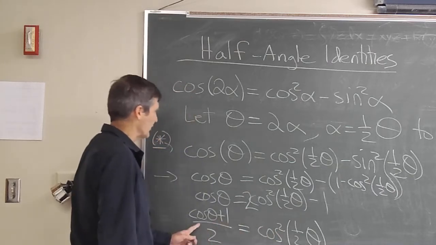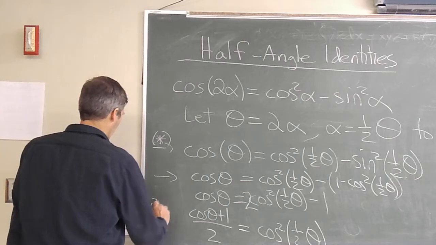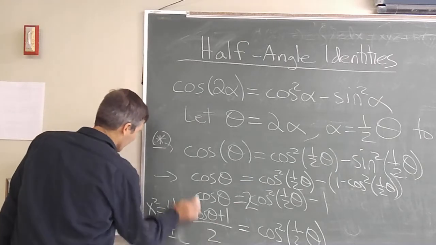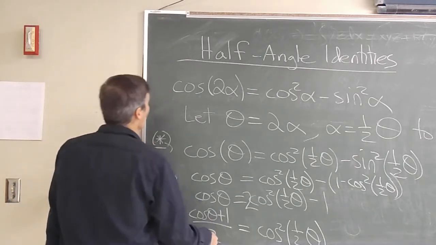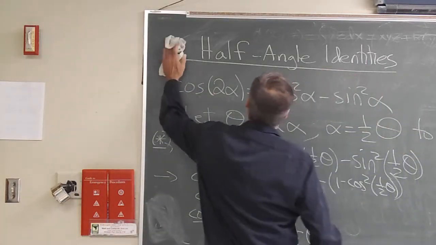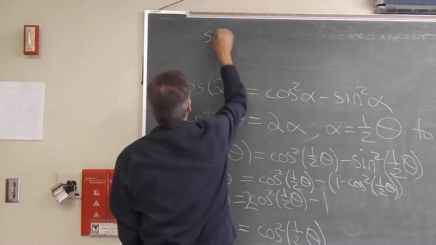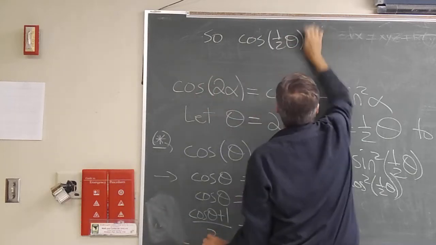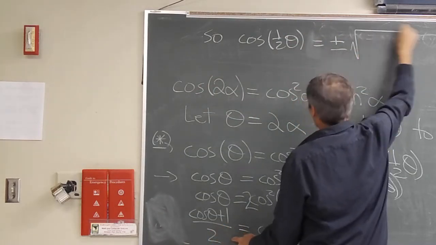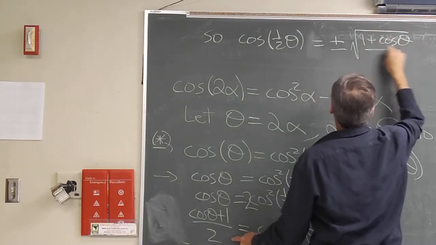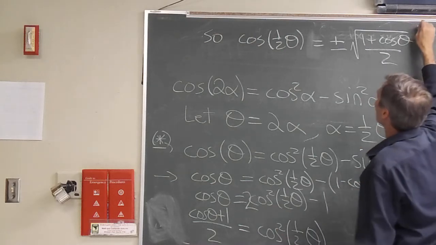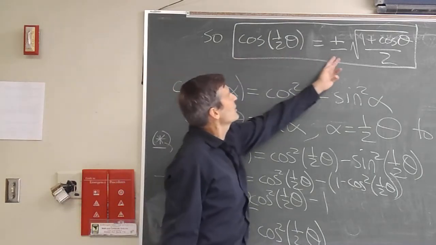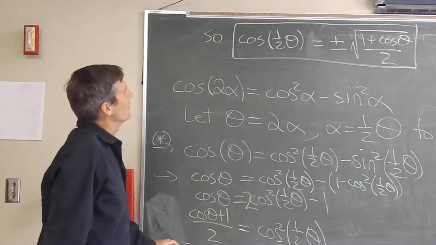Well, if cosine squared is this number, it's like when you say x squared equals 4. What are the solutions? X is plus or minus the square root of 4. It's plus or minus 2. Same thing here. If cosine squared is this number, it follows that cosine of 1/2 theta itself is plus or minus the square root of 1 plus cosine theta all over 2. So you take the square root of each side, plus or minus, and get a half angle identity for cosine. Cosine of 1/2 theta is plus or minus the square root of 1 plus cosine theta over 2.